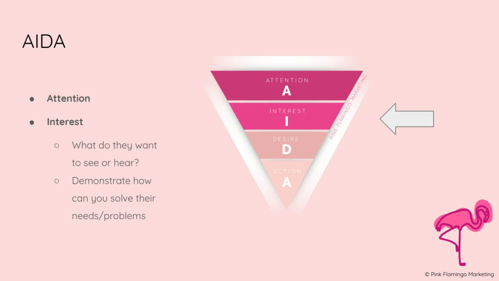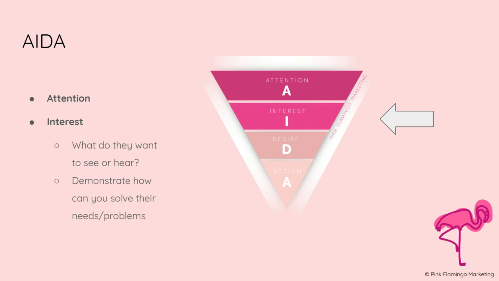The next stage is interest. So what do they want to see or hear? What is going to create value for them? Make it all about them. Show that you understand their needs. You need to keep that interest at this point. So communicate that you have the solution to those needs or the problem.